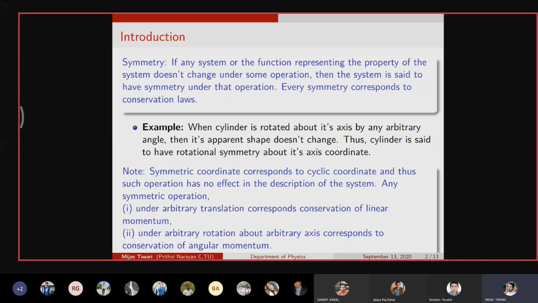As an example, we will take a cylinder and rotate it about its axis by an arbitrary angle, then its shape does not change, right? We all know that. And this property of the cylinder is said to be rotational symmetry. Another example is a sphere.